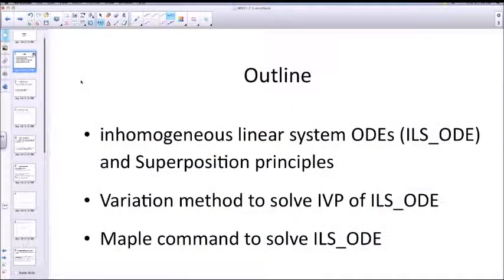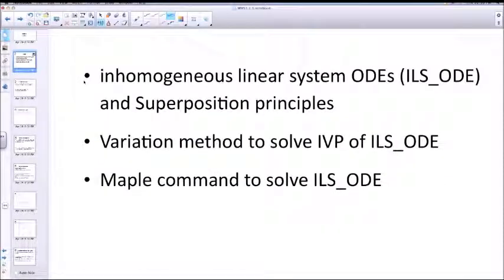Hi, let's start. Today we're going to learn how to solve inhomogeneous linear system ODE. Remember last lesson we solved the homogeneous linear system ODE, and I was going to give you the outline first, then I will show you what's the difference between inhomogeneous and homogeneous.